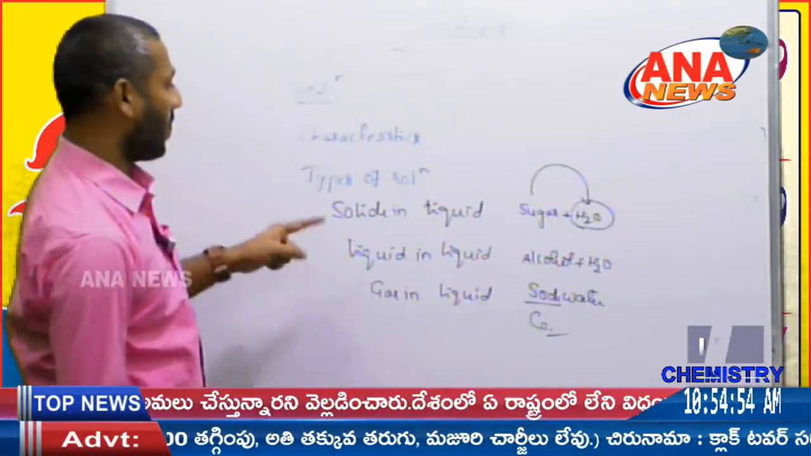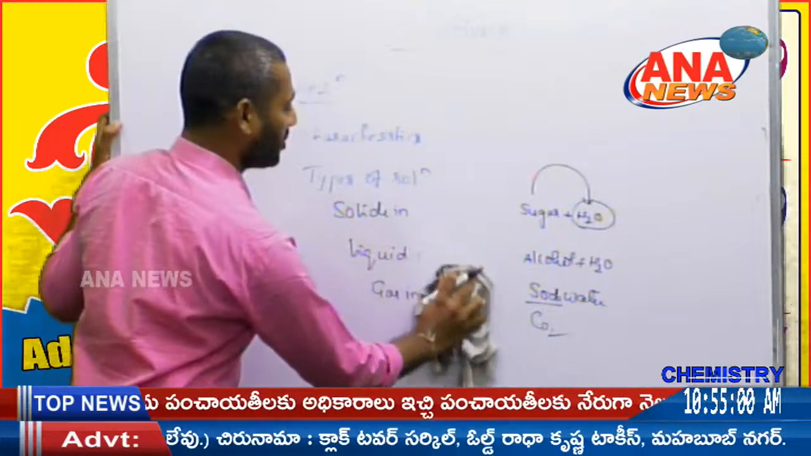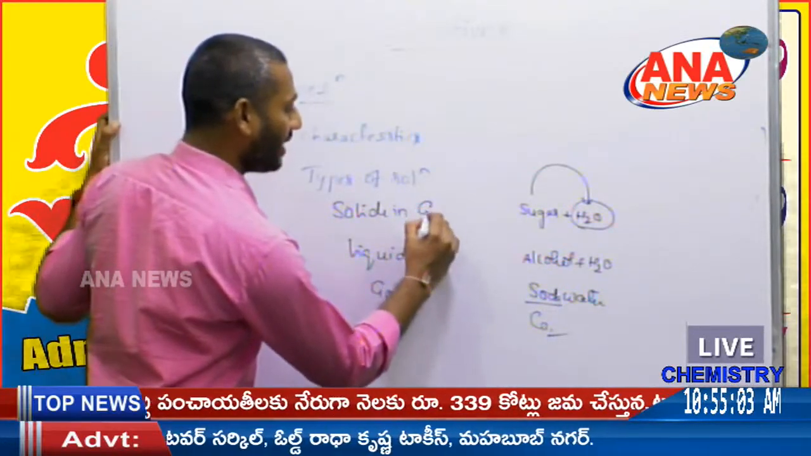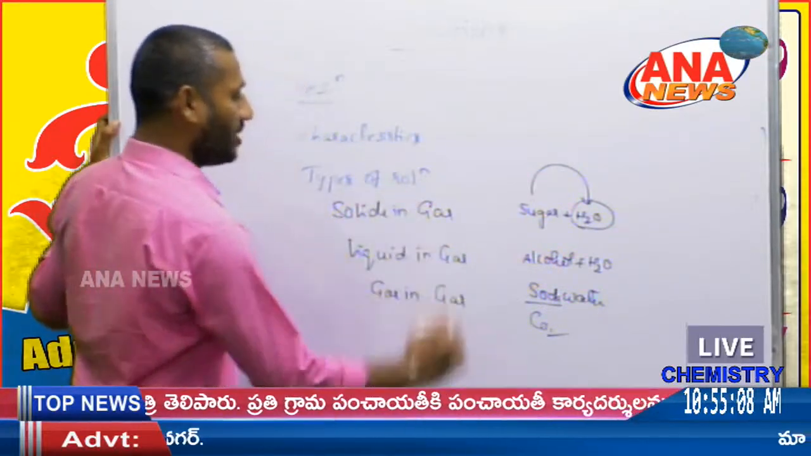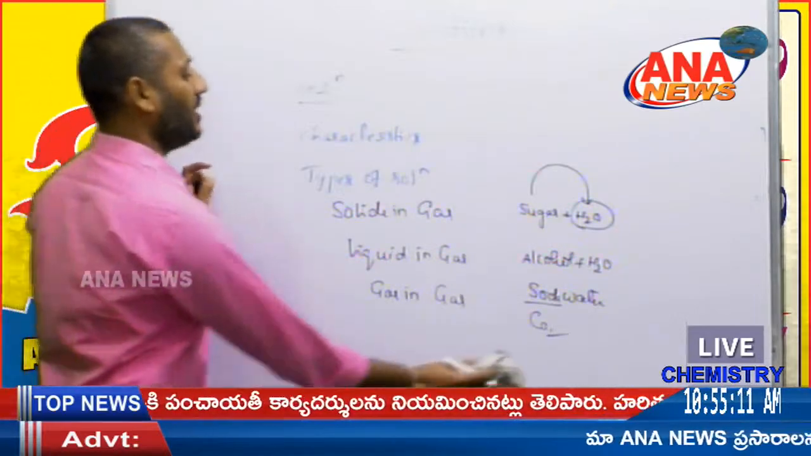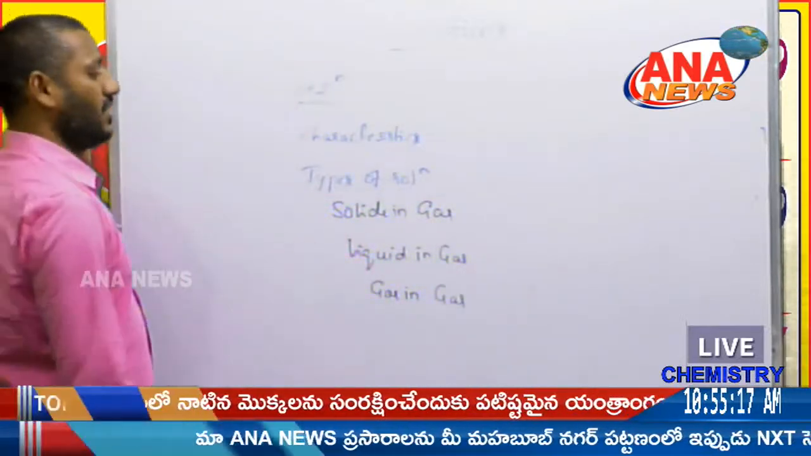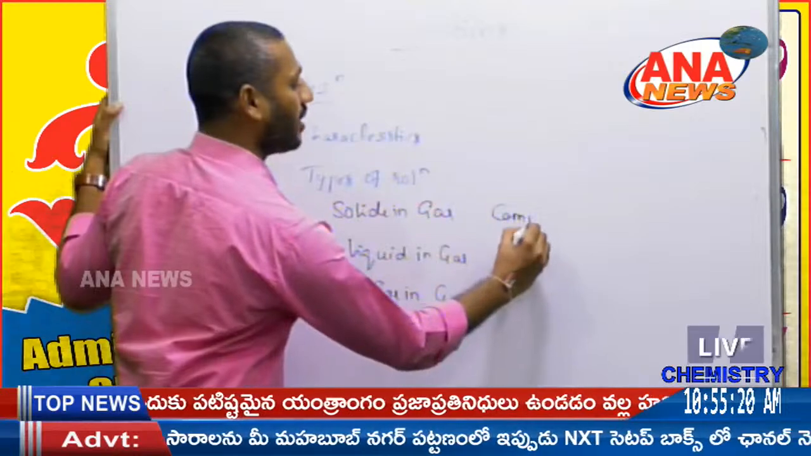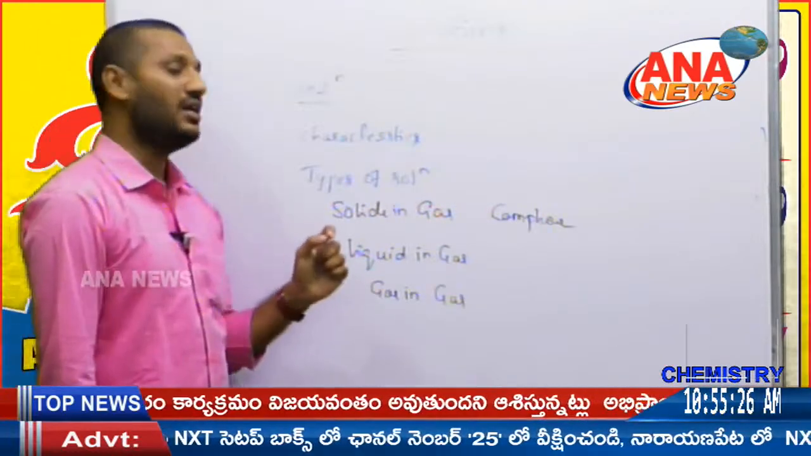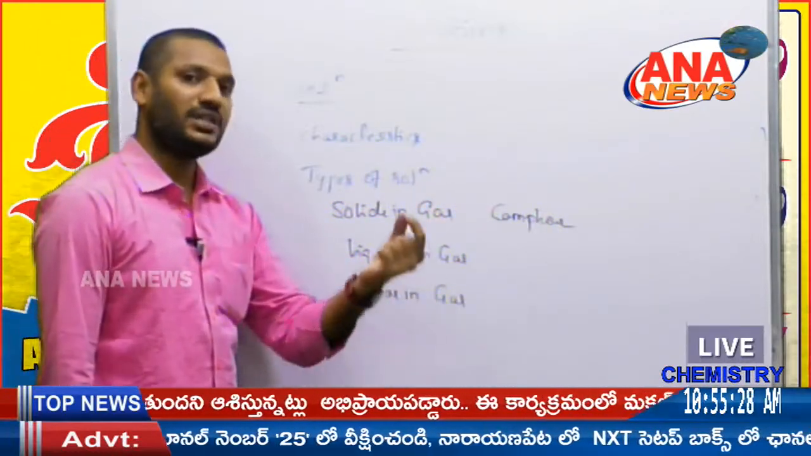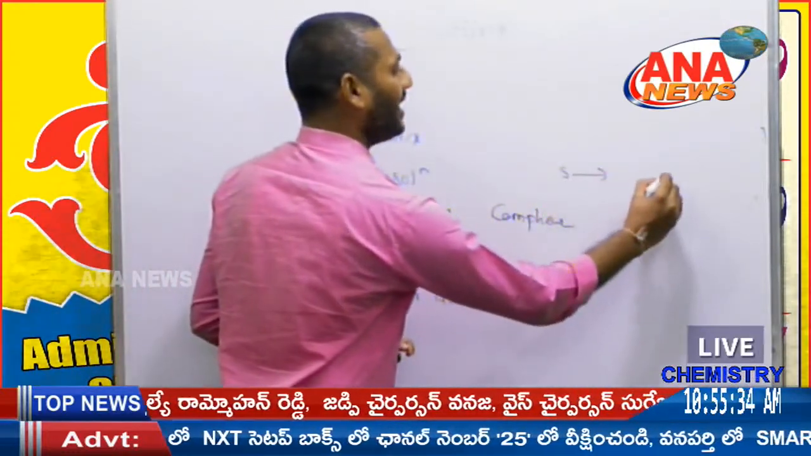So this is another example for solids in a liquid. Next one, go to another example: solids in a gas, liquids in a gas, and gas in a gas. These are also types of solutions based on their physical state. Solid in a gas, the best example is camphor. In the previous class I said that camphor, when it burns, is completely converted from solid to gas, not to liquid.